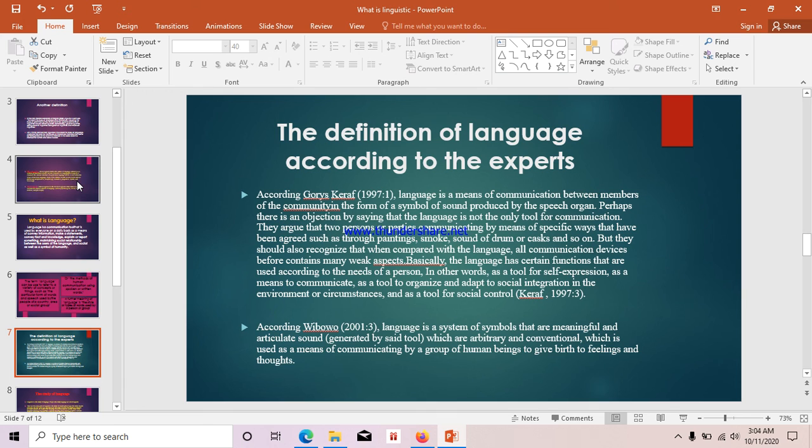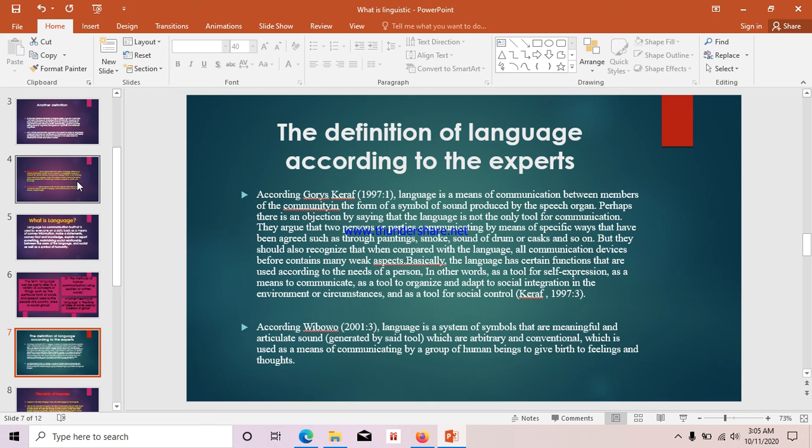They argue that two persons or parties can communicate by means of specific ways that have been agreed, such as through paintings, smoke, sound of drum, or cakes, and so on. But they should also recognize that when compared with language, all communication devices before contain many weak aspects.